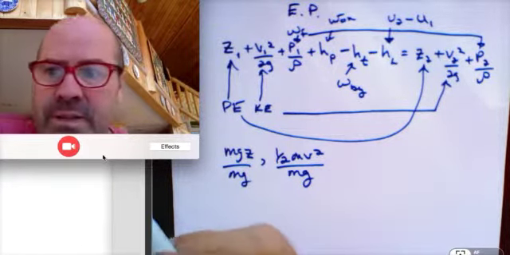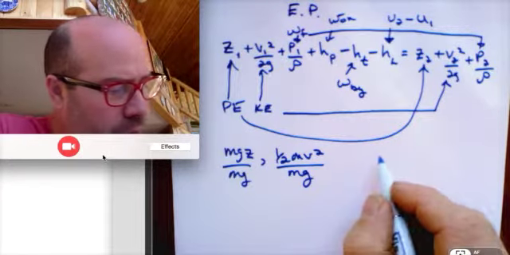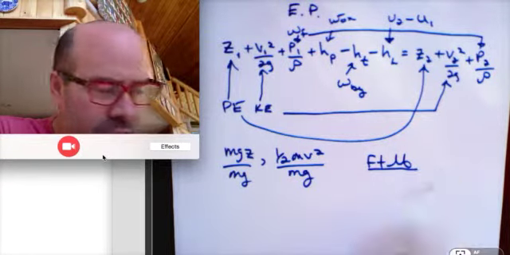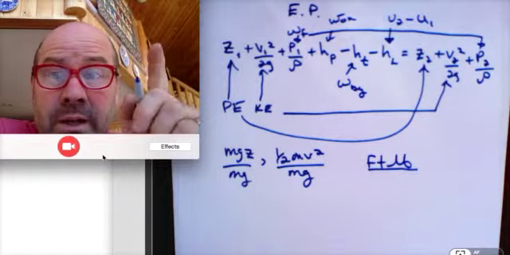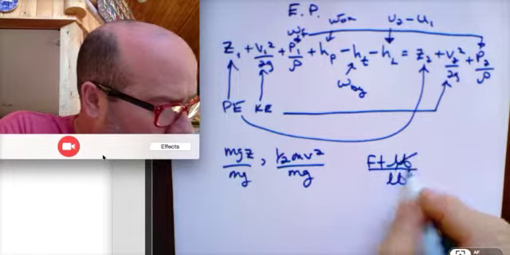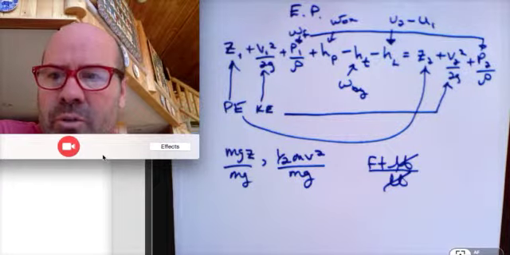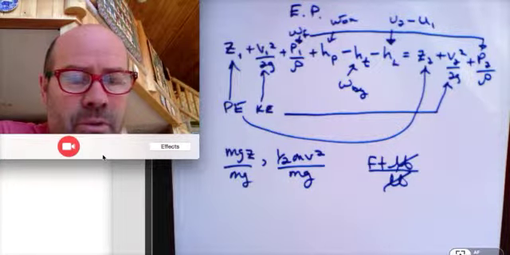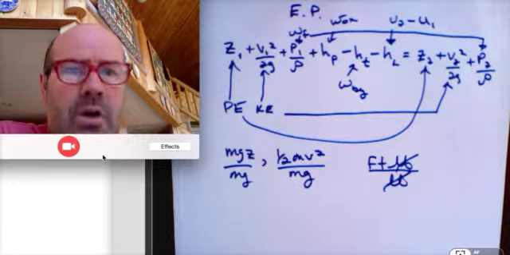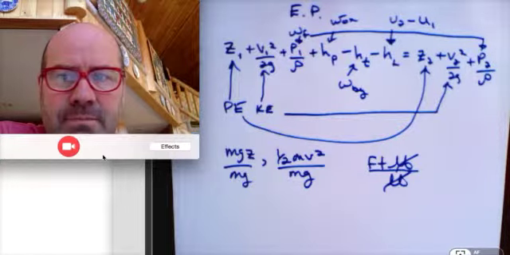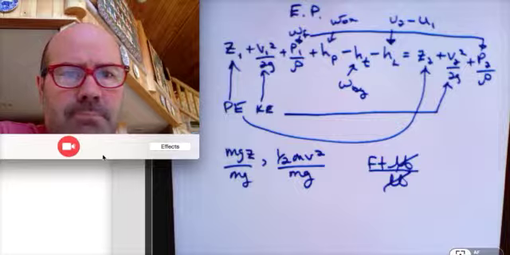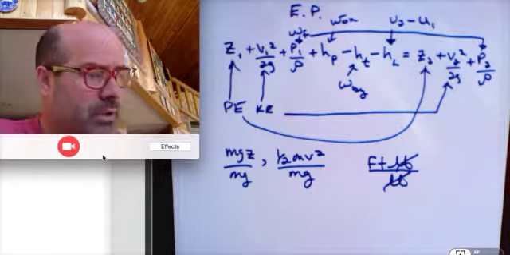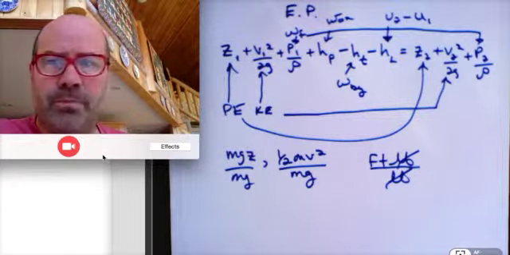Well, let's think of this in terms of the English system. If the units for mgz were foot-pounds, and we divide it by the units for mg, what is mg? Well, that's weight, pounds. We get an answer in terms of feet. And in fact, the units for the energy principle in fluids are a unit of distance: meters, feet, inches. So there we go. There's the energy principle.